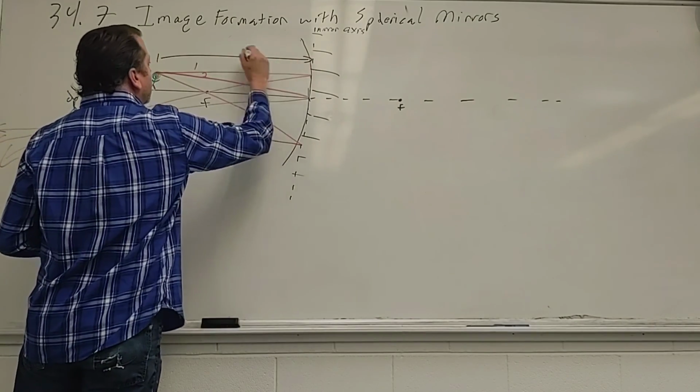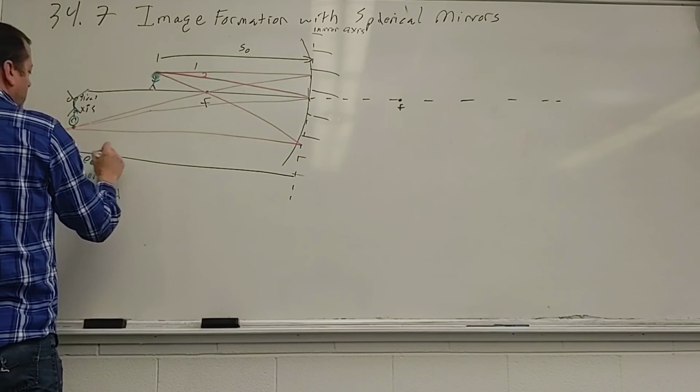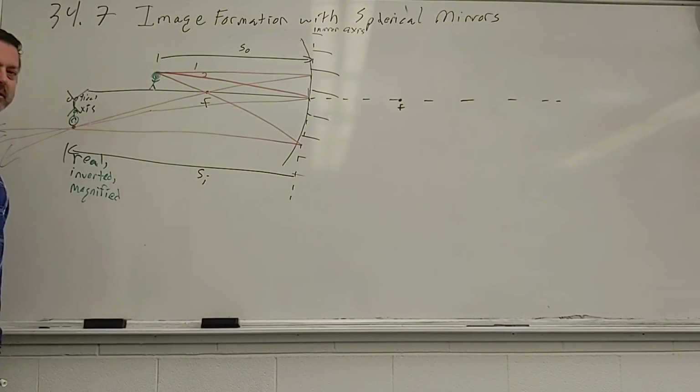This would be your object distance. Way out here would be your image distance. Well, here would be your image distance.